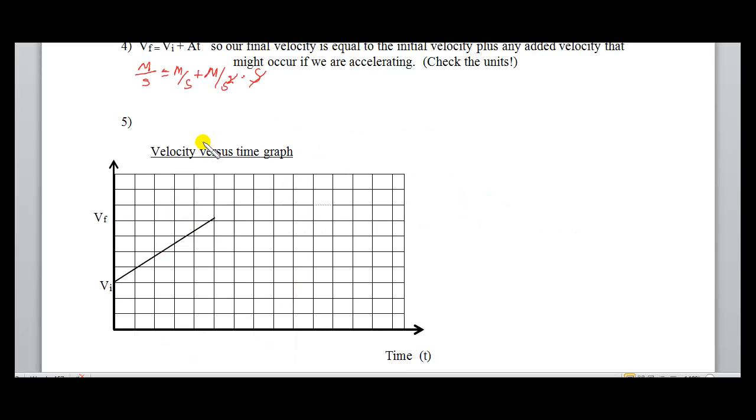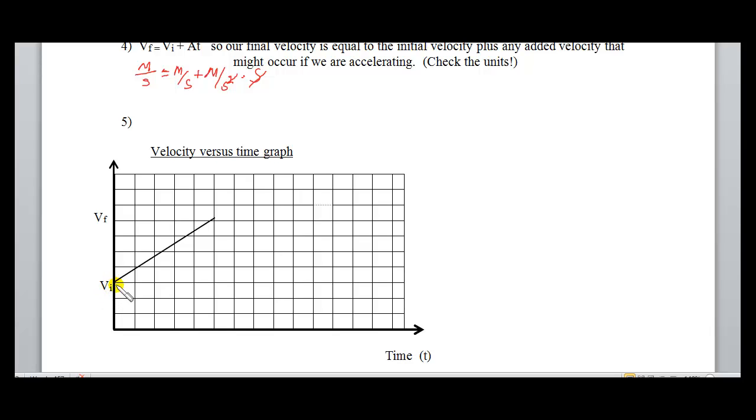Let's move on and derive another equation of motion. We're going to do it by going back to some graphical analysis. Let's examine this velocity versus time graph. We have velocity along this axis here, and we have time along my horizontal axis. We're going to make this very general. We're not going to use numbers.